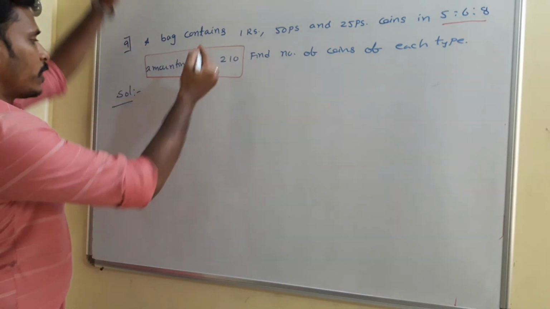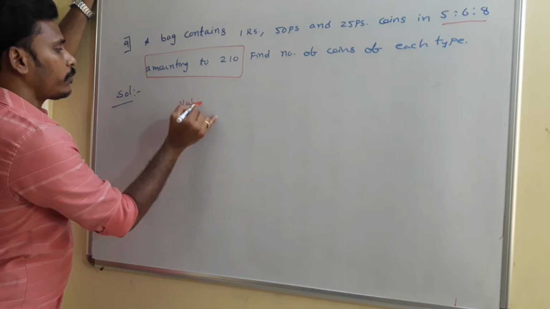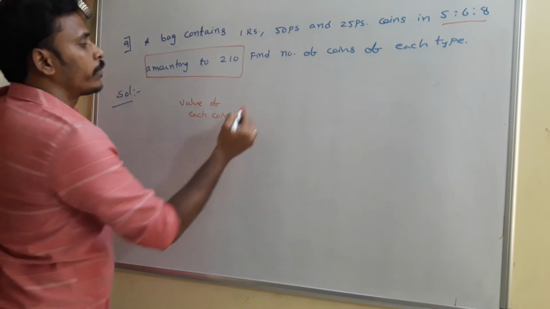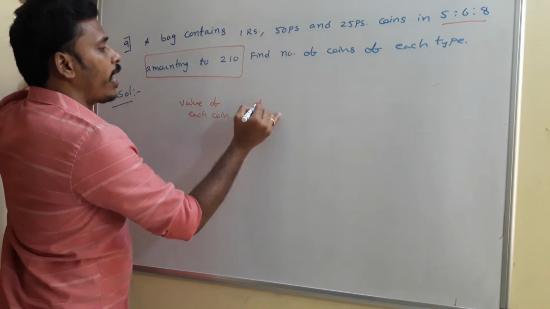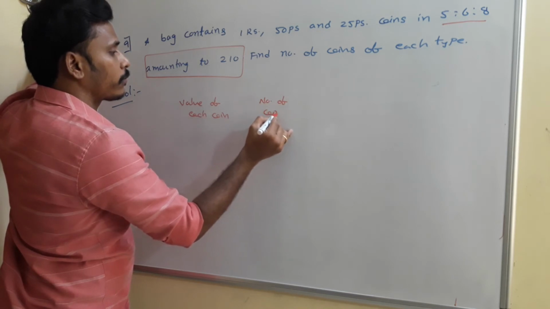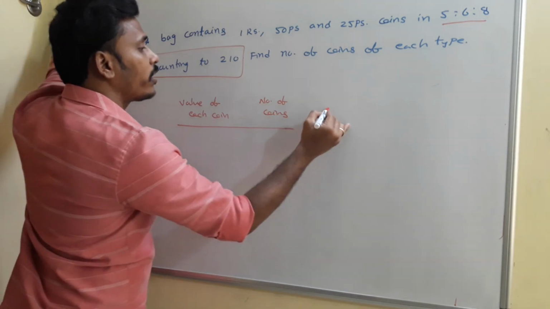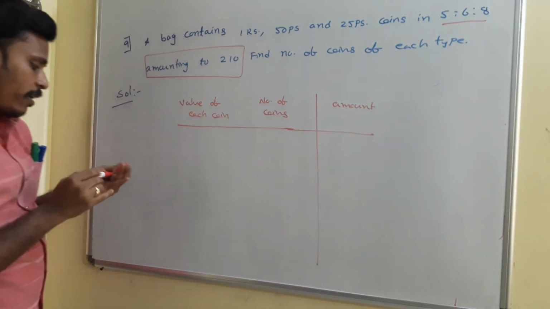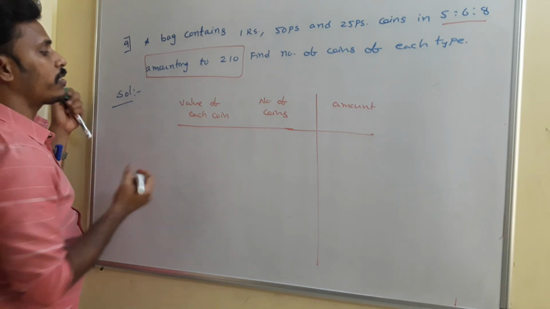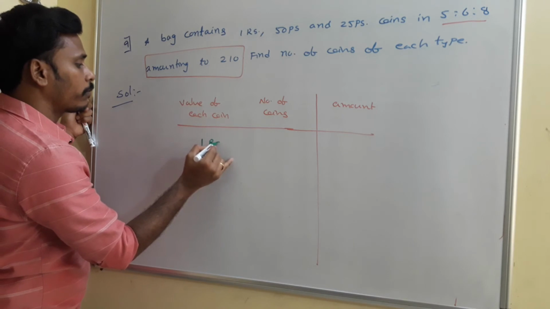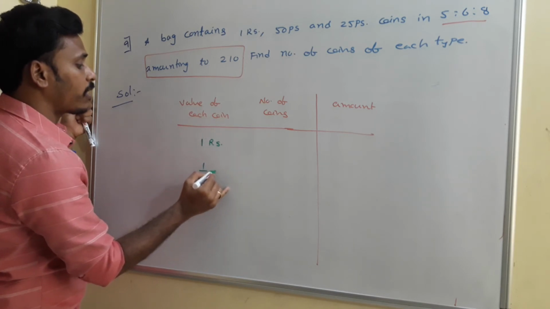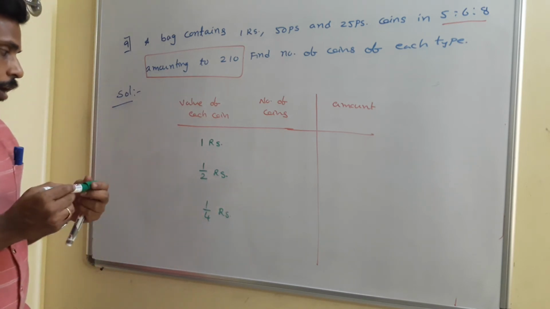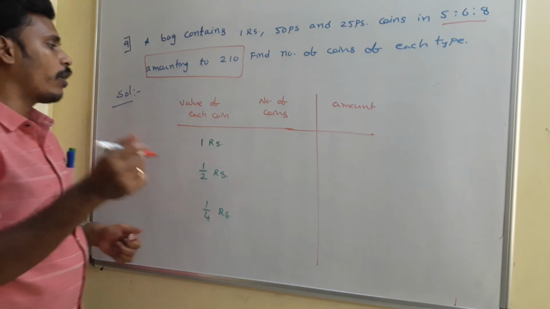Okay, see, the value of each coin, as well as the number of coins, gives the amount. Okay, just look there. Value of each coin, in the sense, how many coins are there? There are coins of 1 rupee and there are coins of 50 paisa, meaning half rupee, and then 25 paisa means 1/4 rupee. So half rupee coins are there, 1/4 rupee coins are there, 1 rupee coins are there.